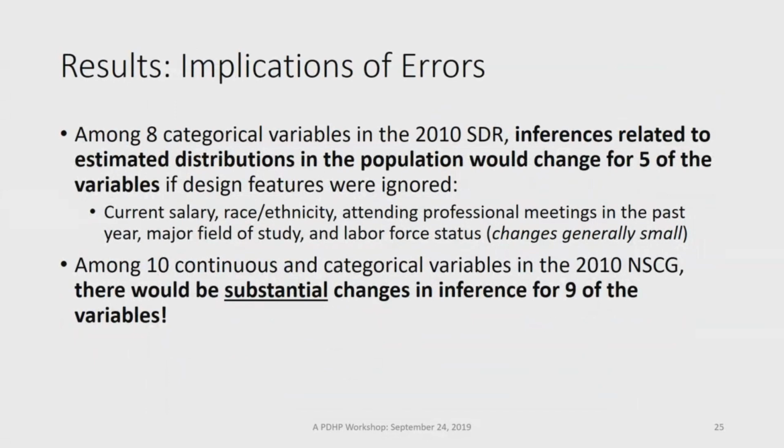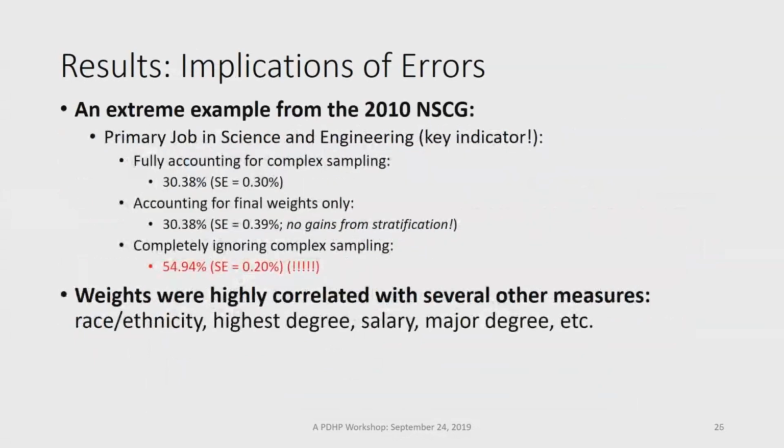90% of the descriptive estimates would lead you to a different story about the target population if you completely ignored these variables. I'm going to show you some examples. Here's an extreme. The National Survey of College Graduates draws its sample from the American Community Survey, which is like a frame for their sample design. In their documentation, they explicitly say that they are oversampling people whose primary job is in science and engineering. That's part of the sample design.